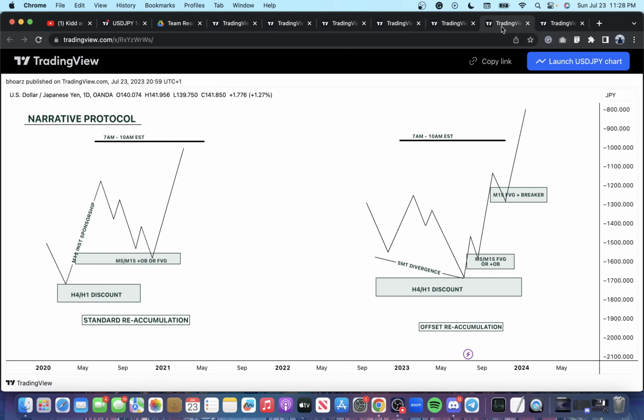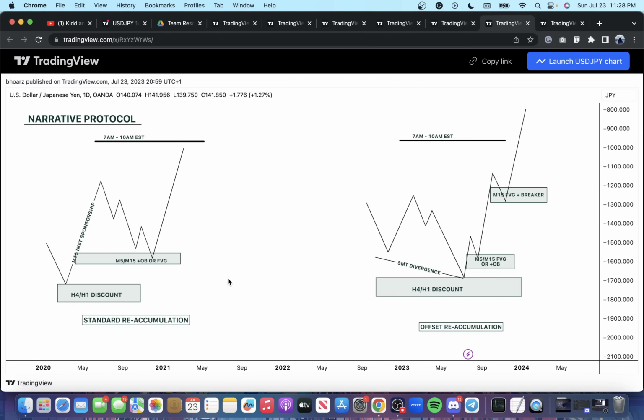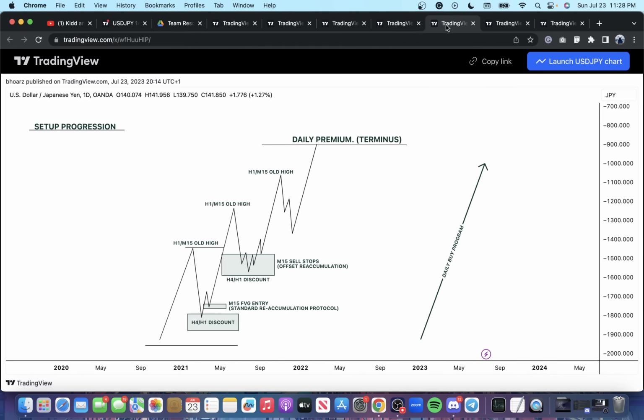Okay, so let's continue from where I left off. In the process of delivering to our daily terminals, aka our premium, the market will do so through a standard reaccumulation, where you're just retracing down into a level of inefficiency in the form of an order block or fair value gap and continue the program, or the market will actually run old lows in a bullish program and then continue to run higher. Now here's the key.